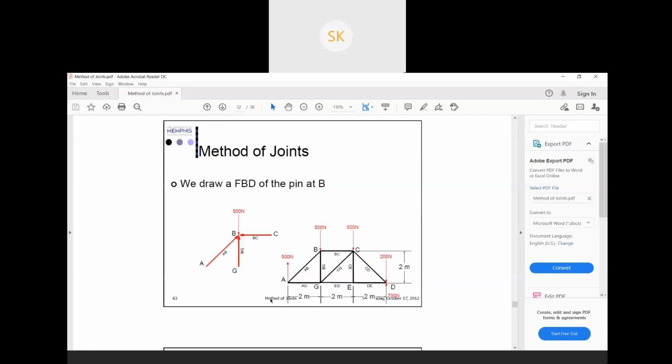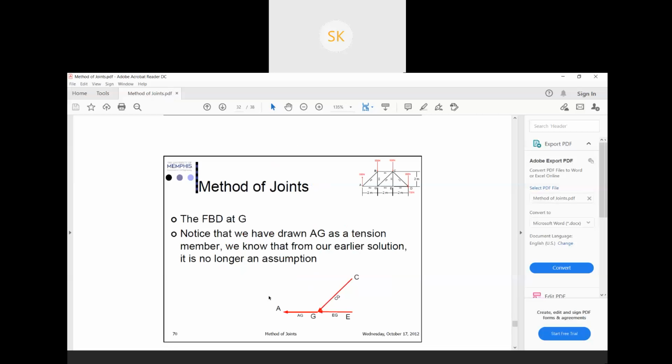I'm at screen number 70. It will take some time to load because I'm skipping some slides. So if 70 is visible, let me know. If screen 70 is visible, please let me know in the chat box.